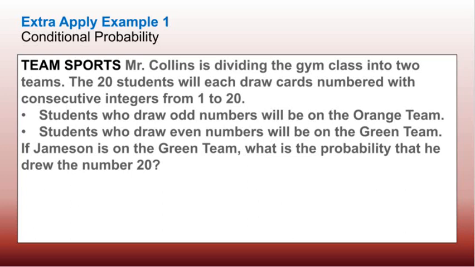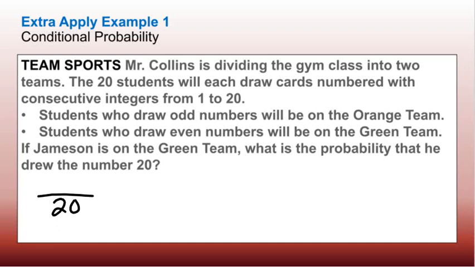Second one, Mr. Collins is dividing the gym class into 2 teams. 20 students will each draw cards numbered with consecutive integers from 1 to 20. Students who draw odd numbers will be on the orange team, and students who draw even numbers will be on the green team. If Jameson is on the green team, what is the probability that he drew the number 20? So it's given that he's on the green team. So if he's on the green team, he drew an even number.